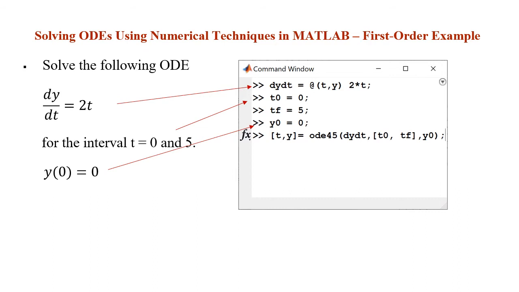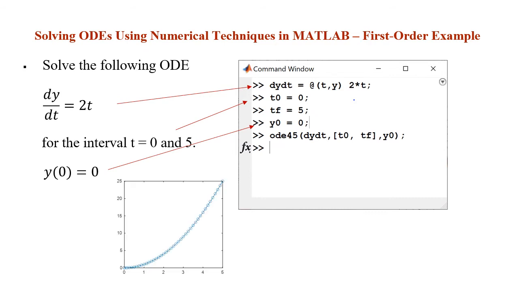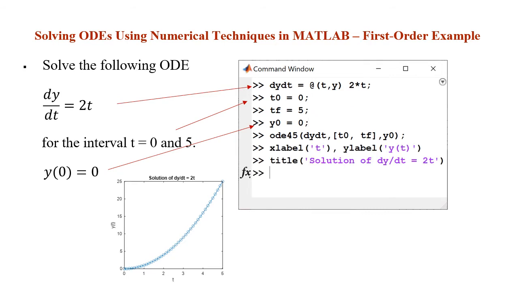If instead of assigning t comma y as the output of the function ODE45, you just type ODE45 directly without assigning the result to an output, then the result is going to be a plot of the solution as discussed earlier, but the plot you will see will not have any titles or labels. So if you want to add a title and a label, you'll have to explicitly mention it in the code. So here I added x label as t, the y label is y, because the solution is a function of t, so it is y of t.